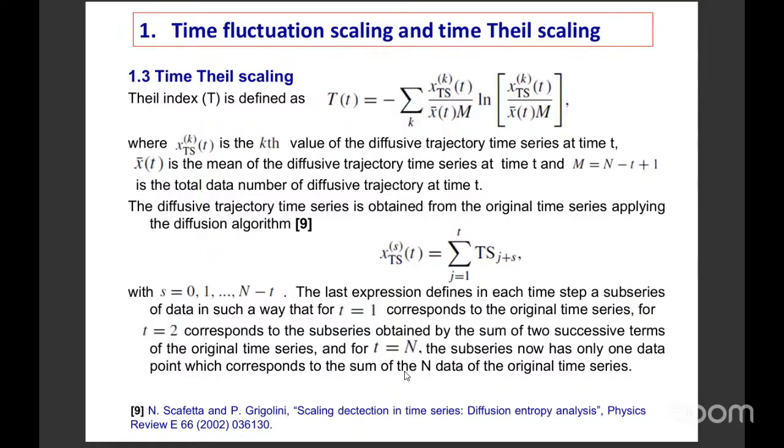Here, X_k(t) is the k-th value of the diffusive trajectory time series at time t. This is the mean of the diffusive trajectory time series at time t. And m, defined in this form as n minus t plus 1, is the total data number of the diffusive trajectory at time t.